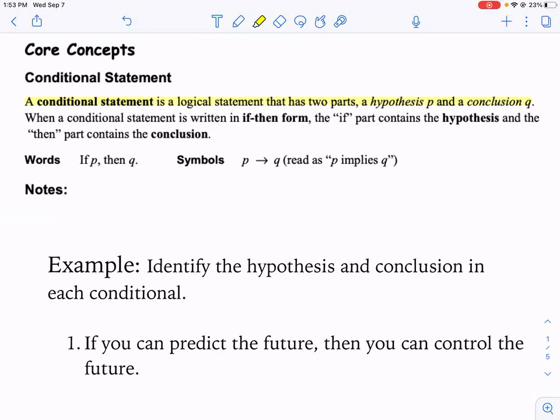A conditional statement is a logical statement that has two parts, a hypothesis and a conclusion. Basically, you could call these if-then statements. If the hypothesis, then the conclusion. So I need you to understand some notation here. If P, then Q could be written like this: P, our hypothesis, with the arrow, this means implies Q.